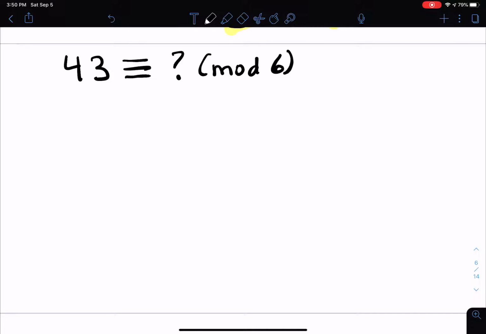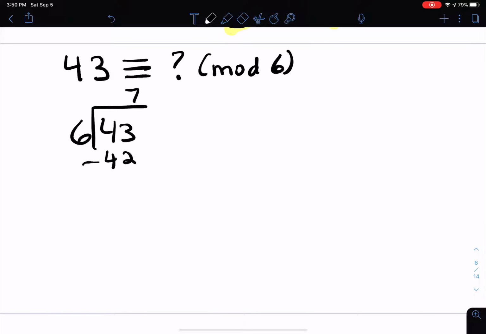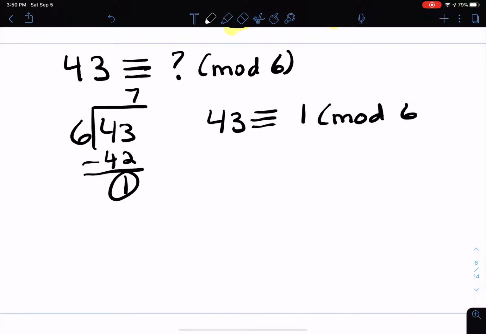All right, so quick way to figure out something that works there. You can do 43 divided by the modulus 6. 6 times 7 is 42. So you get a remainder of 1. So 43 is congruent to 1 mod 6. Now's a good time to pause and maybe think, what are some other numbers that would work there?